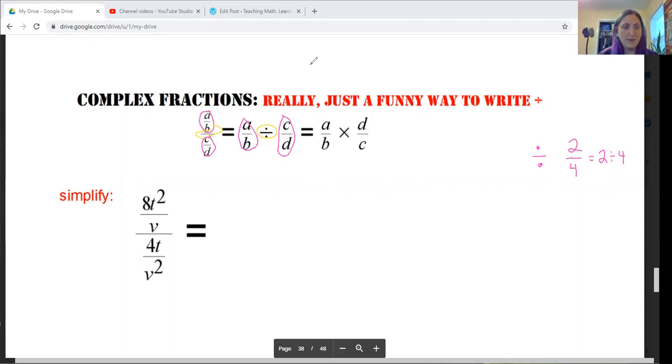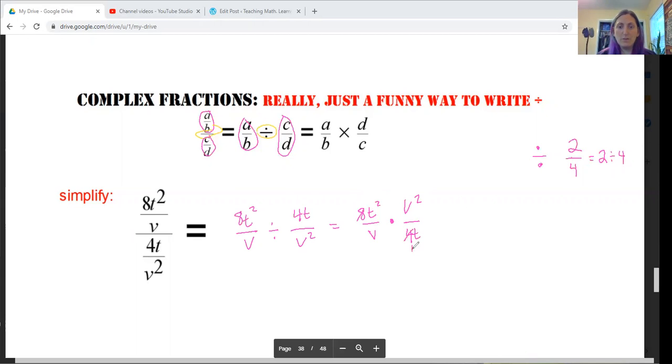Let's look over here. It looks like a nightmare, but it's really just 8t squared over v divided by 4t over v squared. In order to do that, we keep our first term, 8t squared over v, times, now we have v squared over 4t, and now we can cross cancel, right?